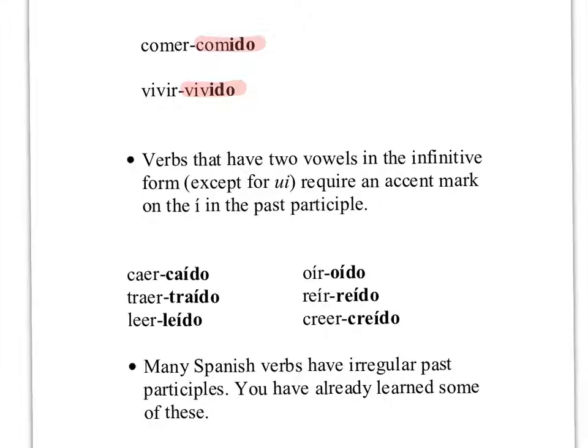So this would translate to comido would be eaten, and bebido would be lived. Okay.